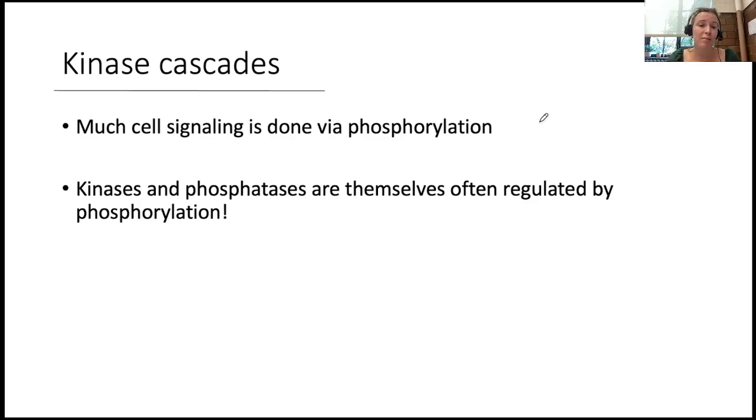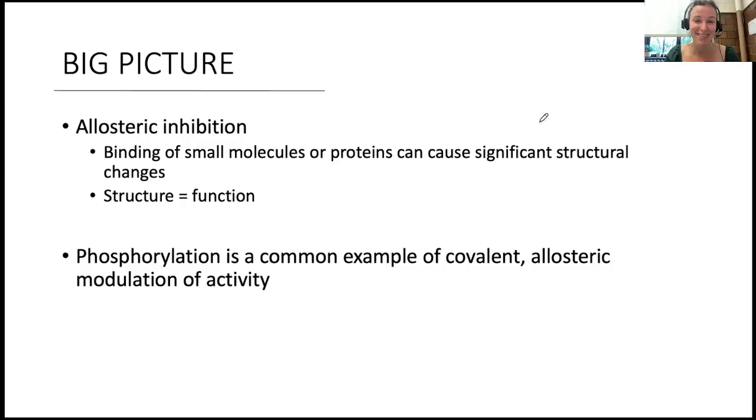And that wraps up our time together, folks. Kinases are incredibly important for signaling. If you take Cell-Molec, you've probably learned a kinase cascade because so much signaling within cells is done via adding a phosphate or removing a phosphate. Not to make it even more complicated, but the kinases that perform phosphorylation and the phosphatases that remove phosphates are themselves often regulated by phosphorylation from other kinases and phosphatases.